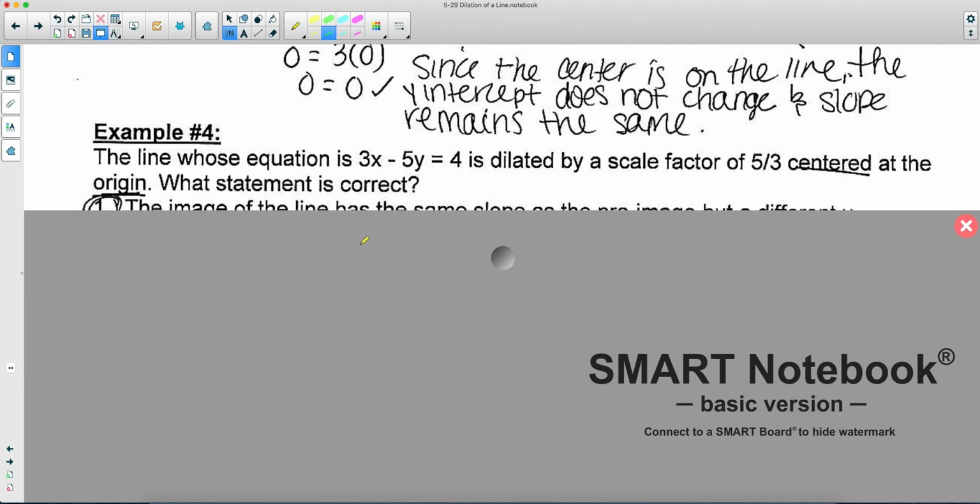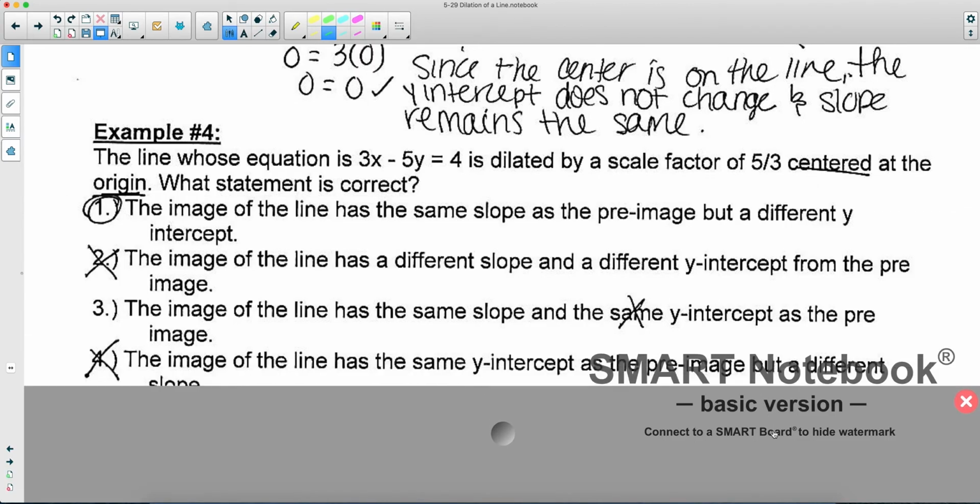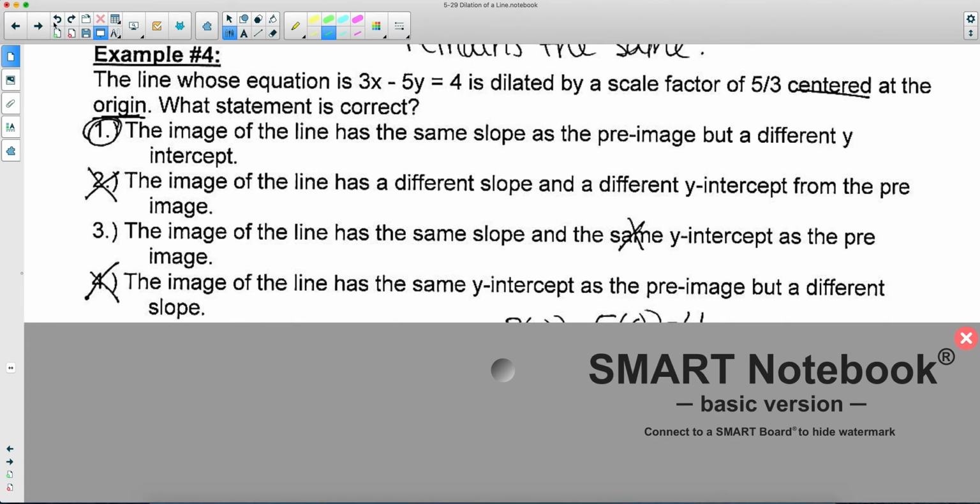Here we have it. It says the line whose equation is 3x minus 5y equals 4 is dilated by a scale factor of 5/3 centered at the origin. What statement is correct? All right, so this is a multiple choice. I'm just going to go through and let's see. We see the right answer, but let's see why. Choice 1 says the image of the line has the same slope as the pre-image, but a different y-intercept. Okay, so it should definitely have the same slope. Anything that says the same slope is good.